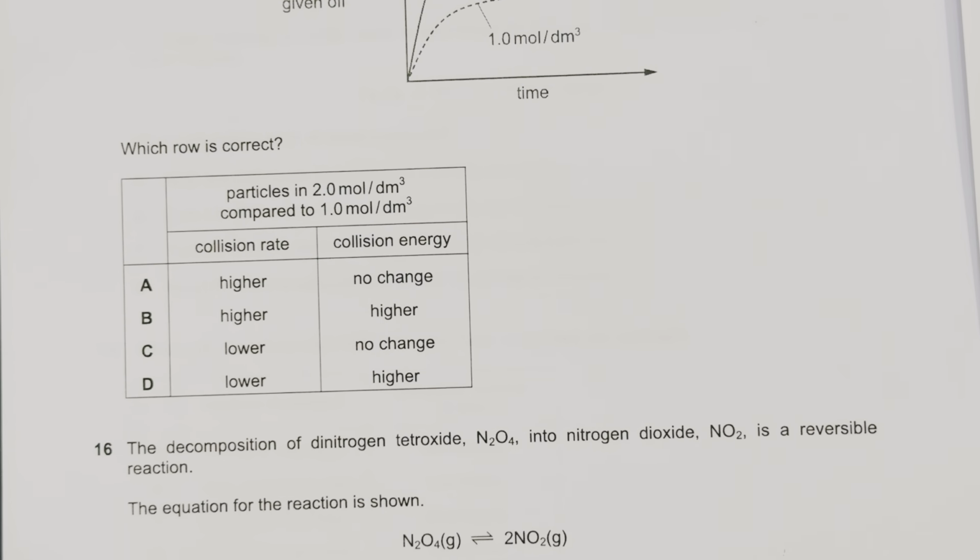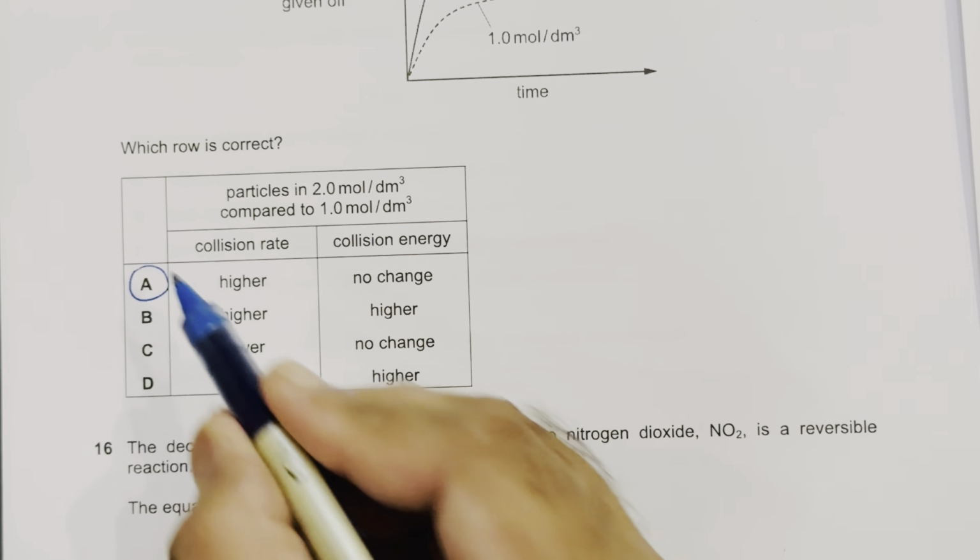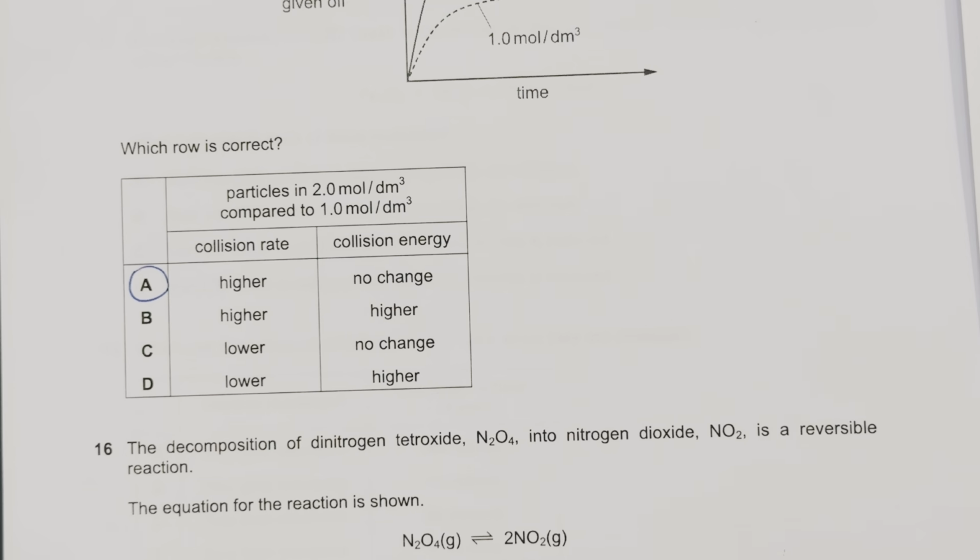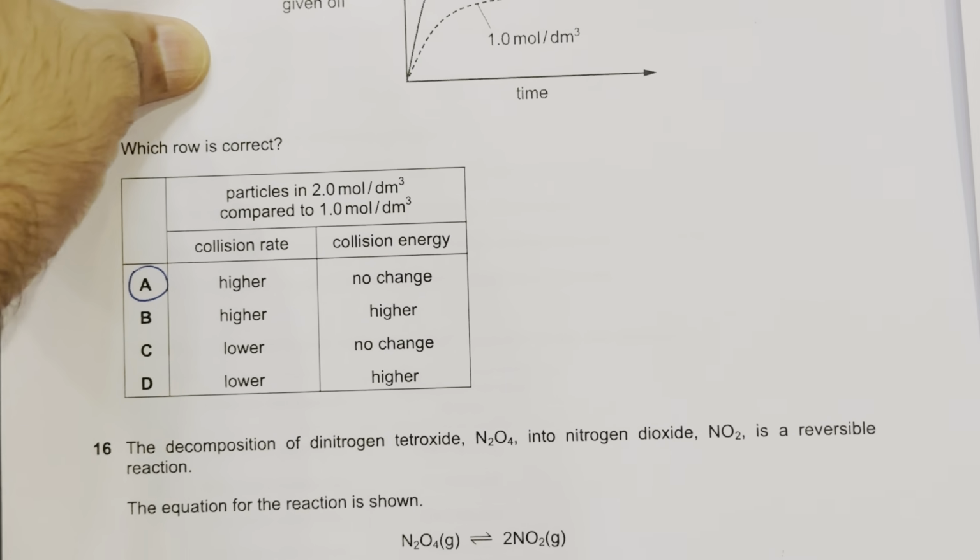Particles in 2 mole per dm cube compared to 1 mole per dm cube: collision rate and collision energy. So which option is correct? We know that the collision rate is increasing when they have the higher concentration, and there would be no change in collision energy because the temperature remains the same. So option number A is the valid option here. Moving to question number 16.